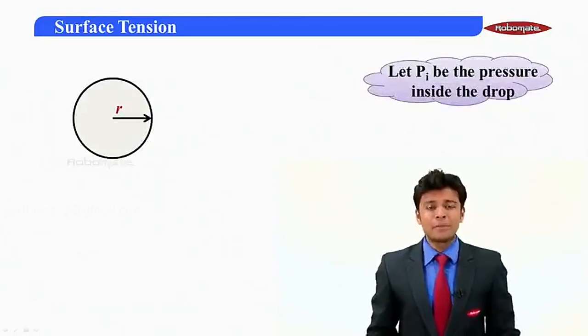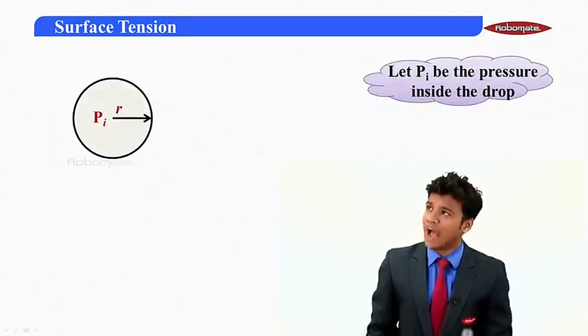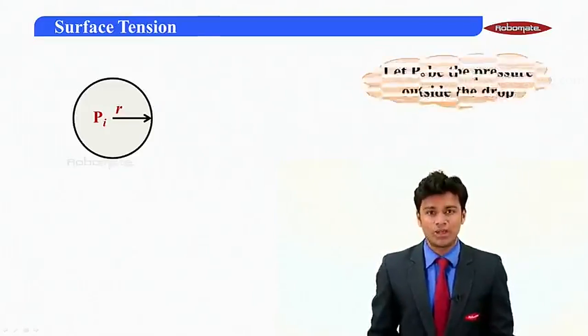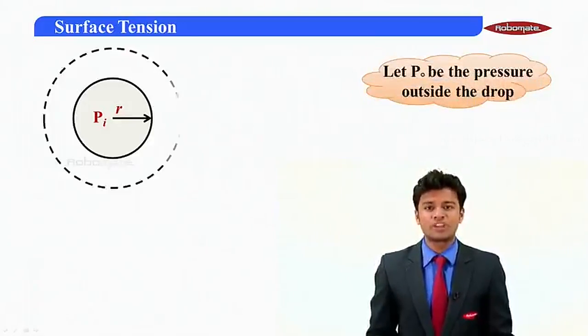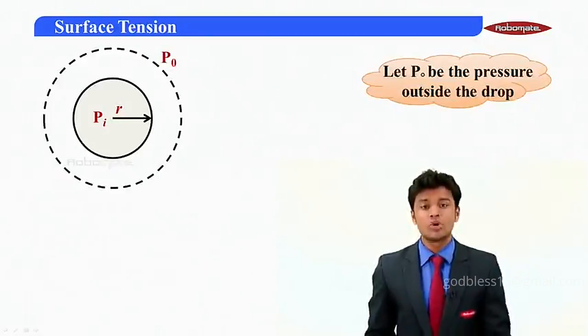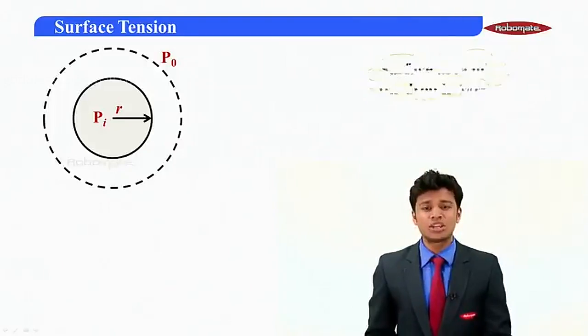Let Pi be the pressure inside the drop. So if you observe the diagram carefully, I have written Pi, where Pi is nothing but the pressure inside the drop, and let P naught be the pressure outside the drop. Outside as in I am talking about the environment. So Pi is the pressure inside the drop, P naught is the pressure outside the drop.